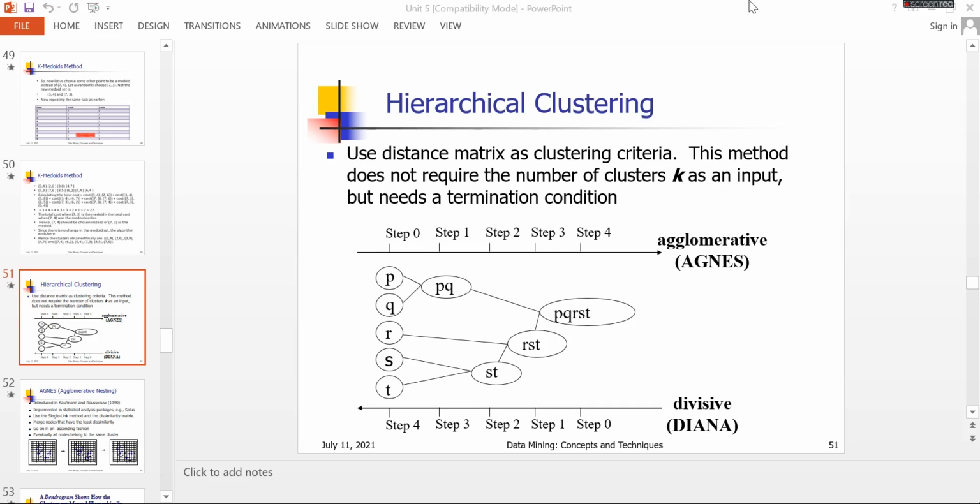That is the divisive method. From this divisive result you can go back and combine again, and finally you get the initial data set. That is the agglomerative or Agnes method. These two are completely opposite. The reverse process of agglomerative is the divisive method, and the reverse process of divisive is the agglomerative method. This is hierarchical clustering.